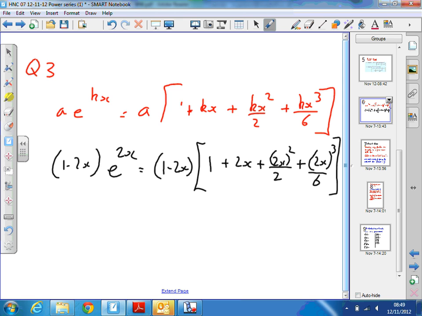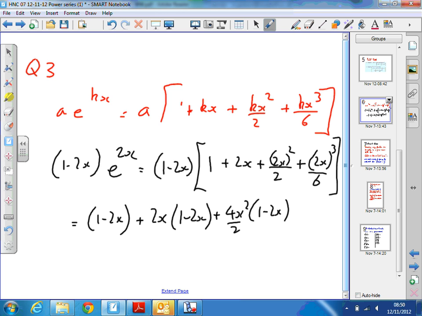Sorry? Expand the brackets, right. So this is going to equal 1 minus 2x times 1, which is 1 minus 2x. Then 1 minus 2x times 2x, or putting the 2x first. And then 2x squared over 4. 2x squared is 4x squared over 2 times 1 minus 2x. And then for the last term, we could work out what 2x cubed, so 2 cubed is 8x cubed over 6.